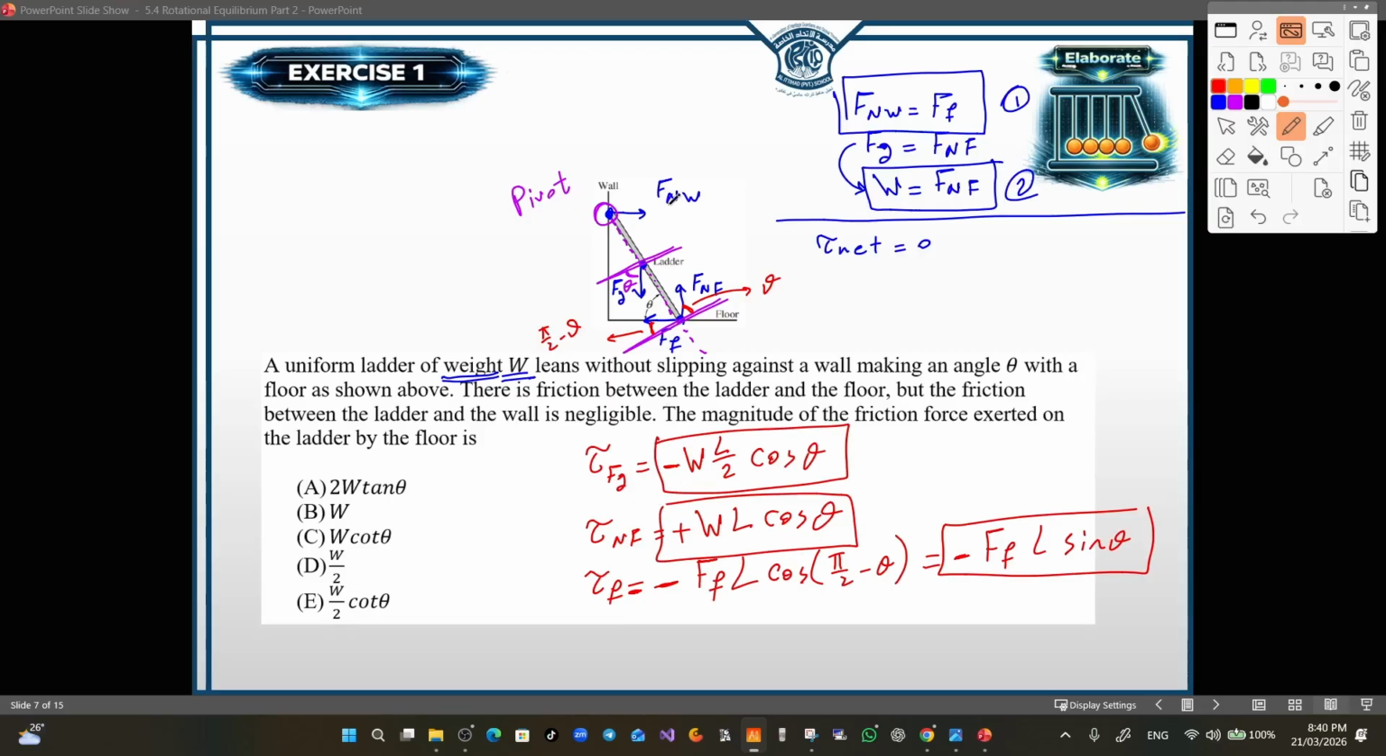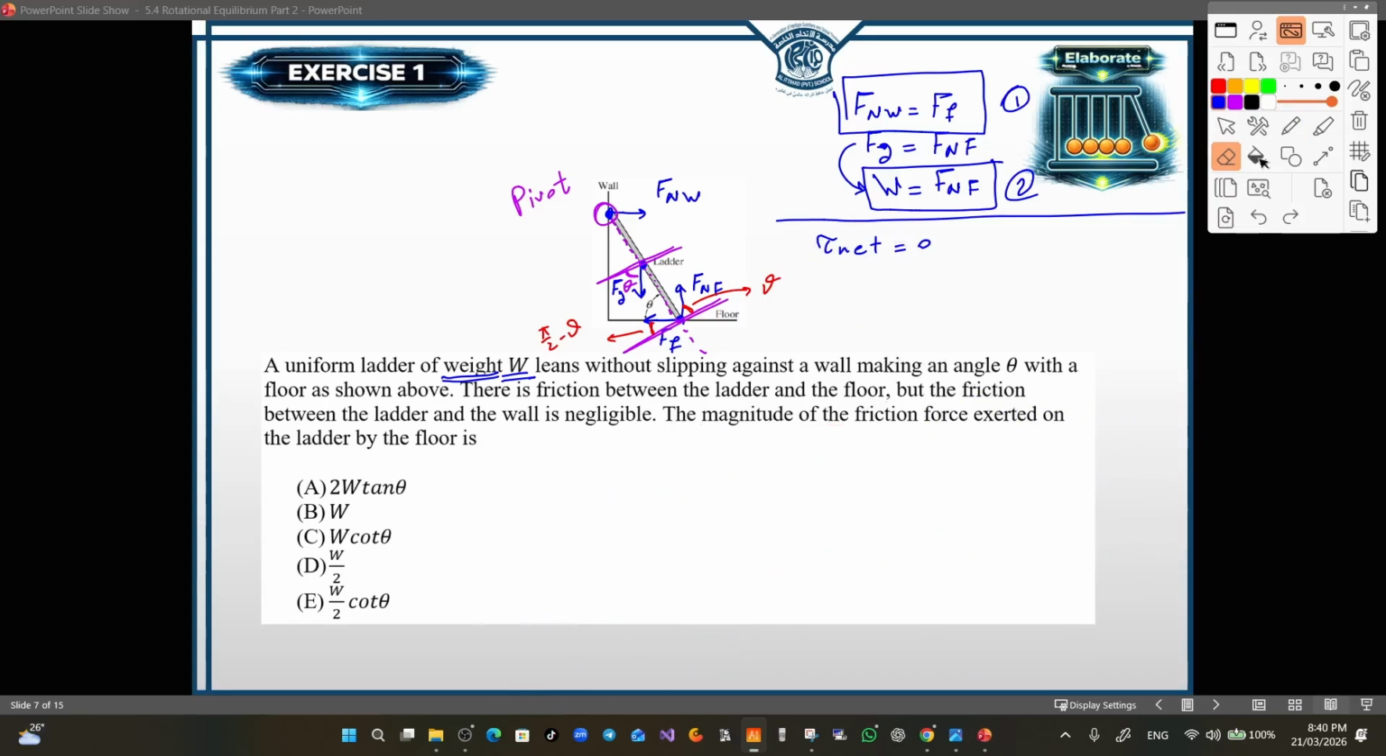Now we still have one remaining force. The torque due to this force is 0 because the line of action of this force is passing through the pivot. So the tau of N W equals 0. Now let's add them up. Let's find the summation of these torques, and we know it equals 0. So minus W L over 2 cosine of theta, minus f_f L sine of theta, plus W L cosine theta equals 0.